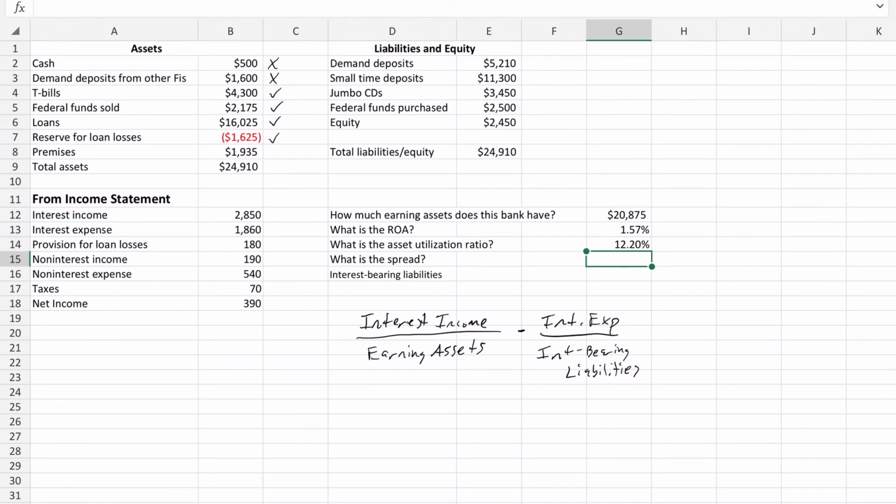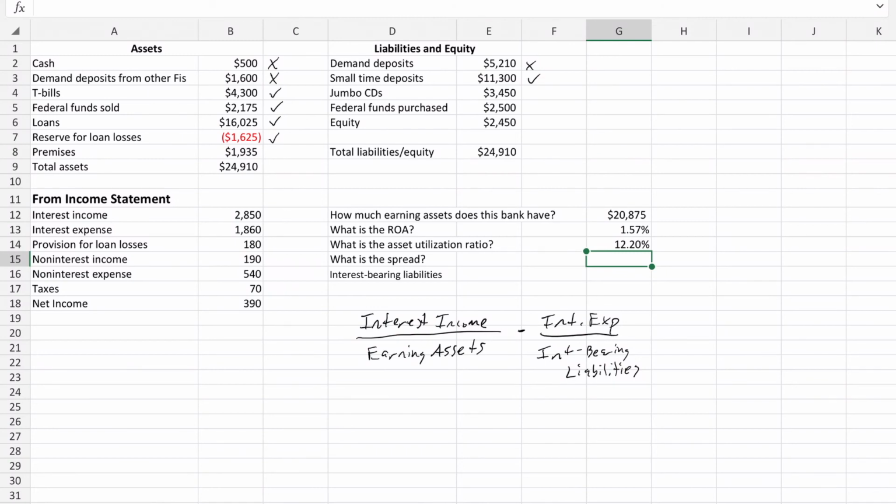Do you pay interest on a demand deposit? Think of what a demand deposit is. It's simply a checking account. So no, they do not pay interest on these demand deposits. Do they pay interest on small time deposits? These would be like your small CDs. Yes, they do pay interest on these, so we would include that as an interest-bearing liability.